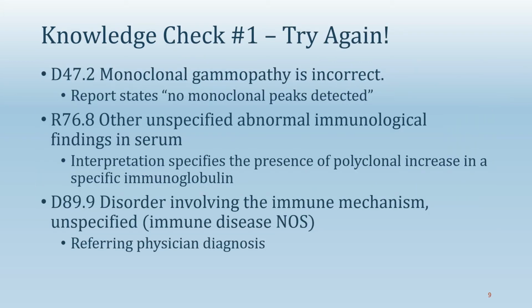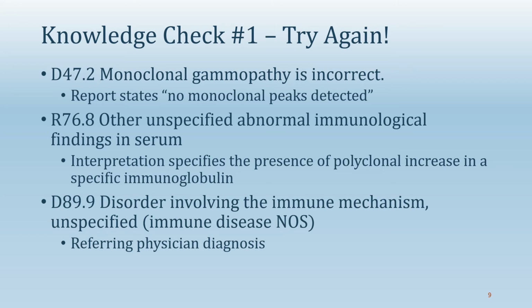These three diagnosis codes are not the best code choices that describe the pathologic diagnosis. Gammopathy is defined as a disorder of the immune system characterized by abnormally increased levels of immunoglobulins in the blood. The interpretation states no monoclonal peaks detected. Thus, D47.2, monoclonal gammopathy, is incorrect.